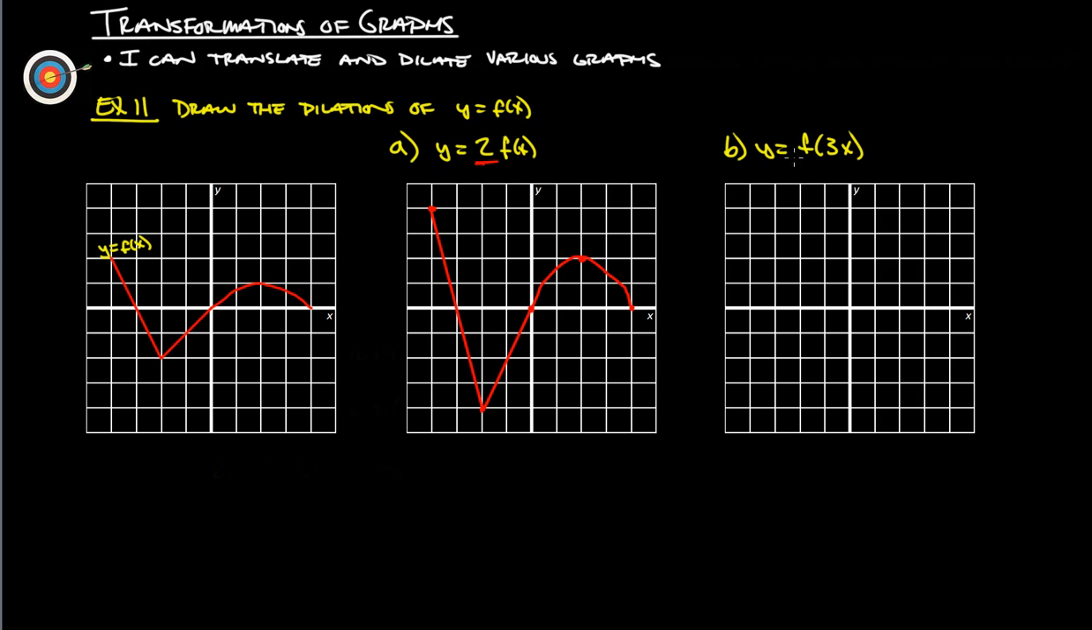Okay, now the y equals f of 3x. That's a little different when it's inside with the x instead of outside in front of the f of x. Then what happens is this is going 3 times as fast, basically. So it's getting squished this way. It's getting squished horizontally.